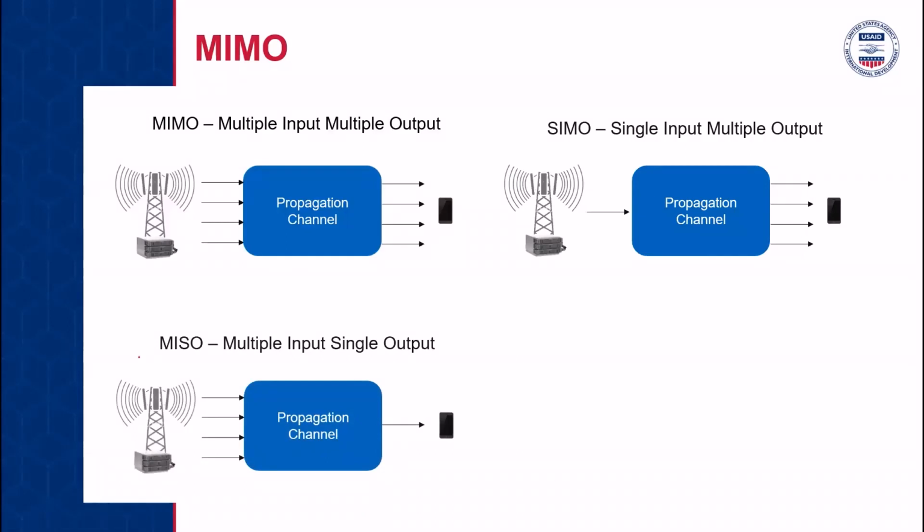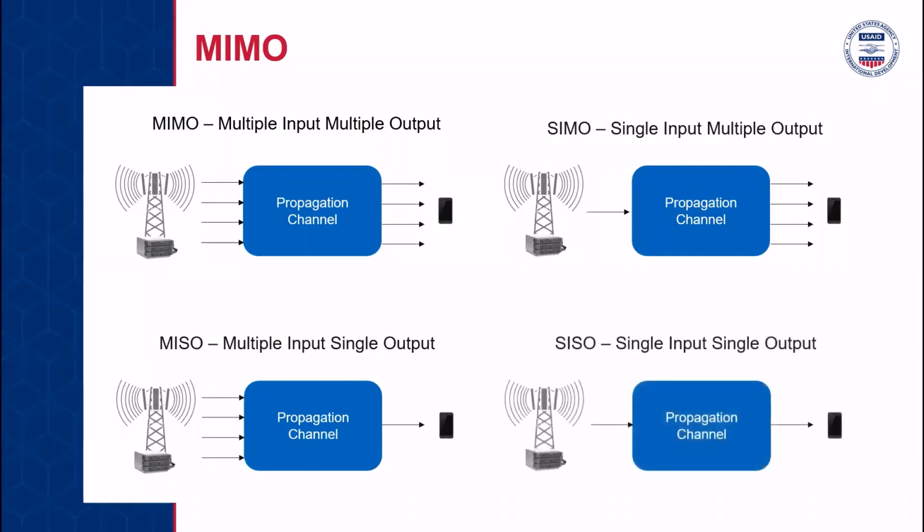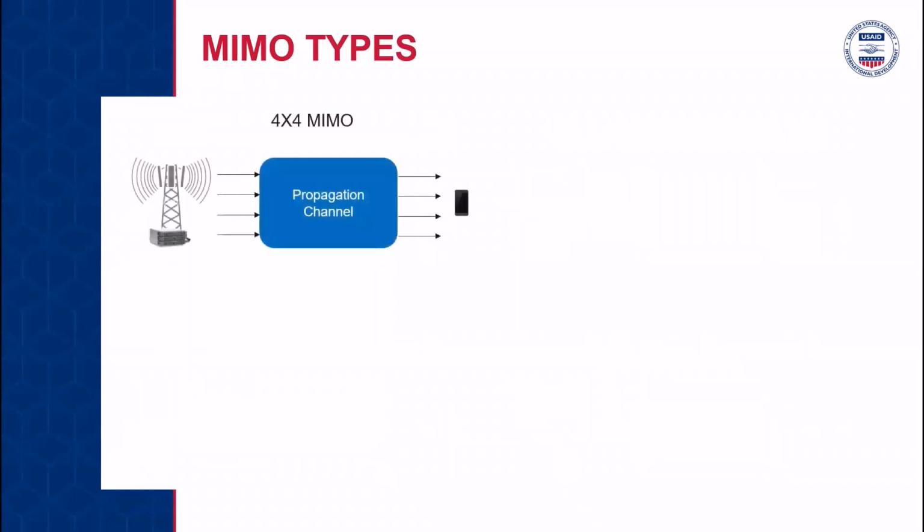And then you have MISO, multiple input, single output. You have 4 or 2 or more transmit antennas and only one receive antenna. And SISO is single input, single output. And then we have different types of MIMO implemented in the cellular network. We have 4x4 MIMO, meaning 4 transmit and 4 receive. Based on initial calculations, it could quadruple your current throughput, so times 4.